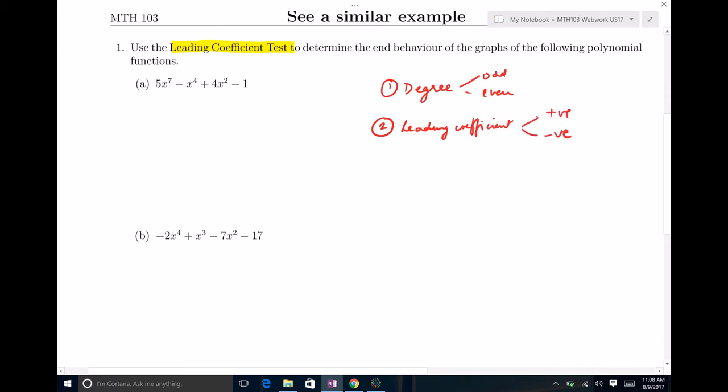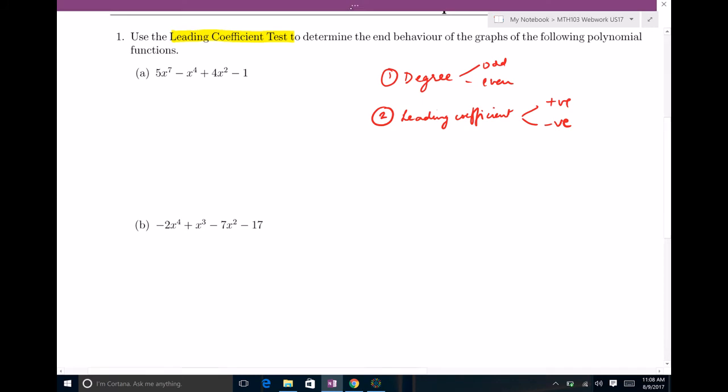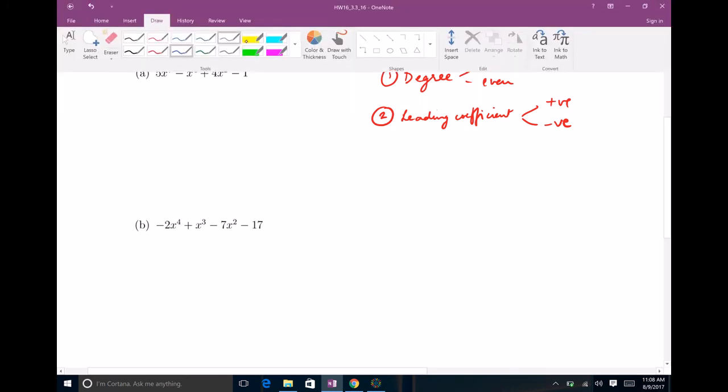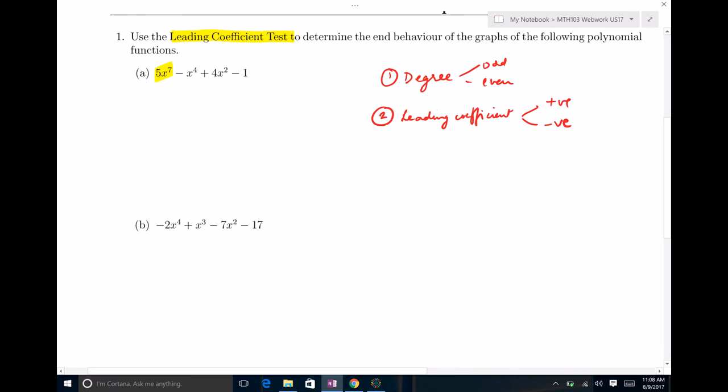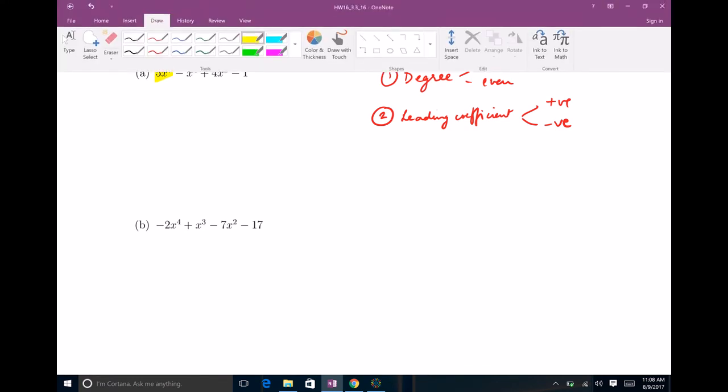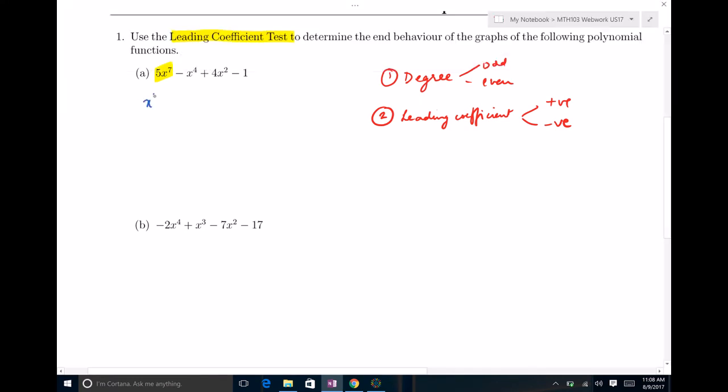So I have all the four cases for you, so you'll be able to see how each of these are different. So we start with the first one, and you'll see that the leading term is 5x to the 7th. Now x to the 7th, the degree is odd. And you'll see that 5 is a positive term. So when the degree is odd and the leading coefficient is positive, your graph looks like this. It rises in the right and falls in the left.